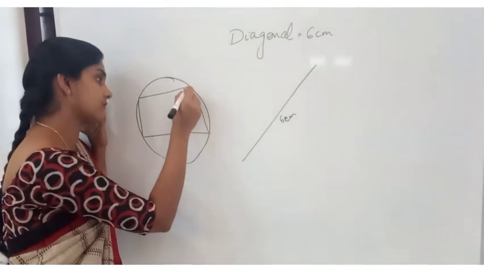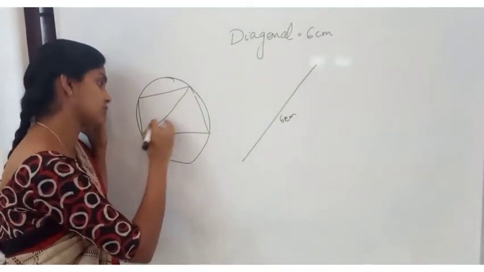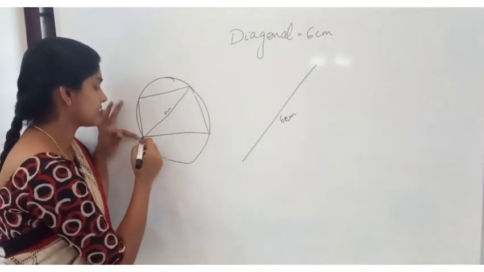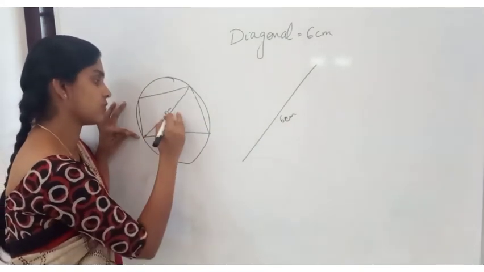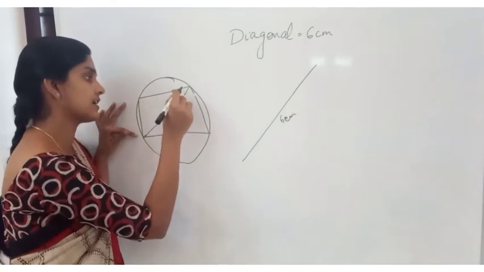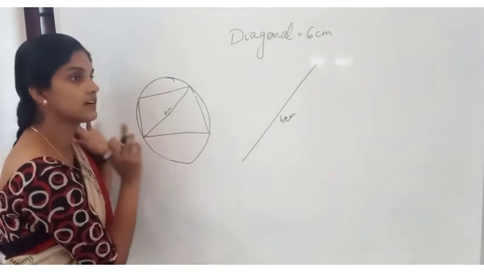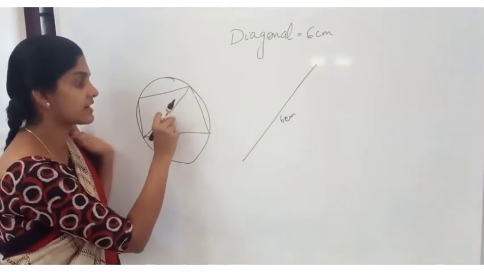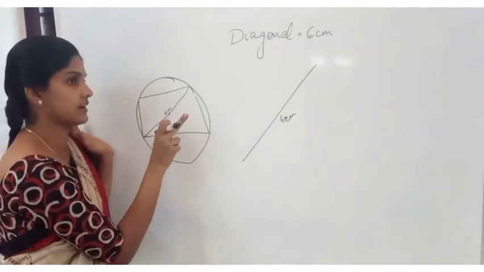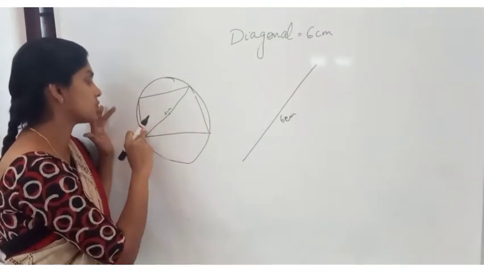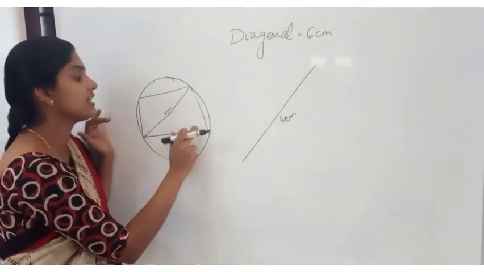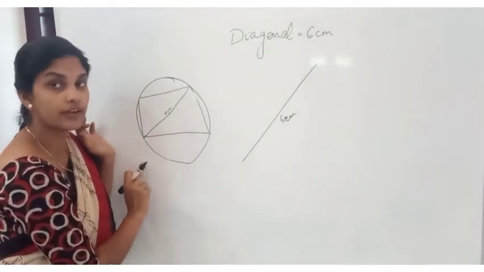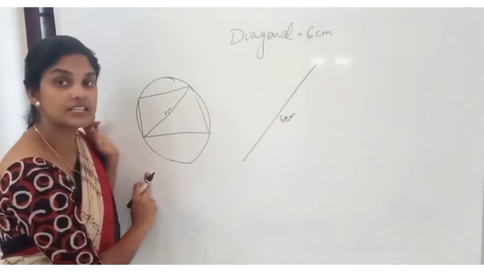Then the diagonal of this rectangle is given as what? 6 centimeter. This diagonal of this rectangle is the diameter of the circle. We shall take this diagonal as the diameter of the circle. Then we can easily draw a rectangle in the circle, touching the points on the circle. Otherwise it will be very difficult to draw.